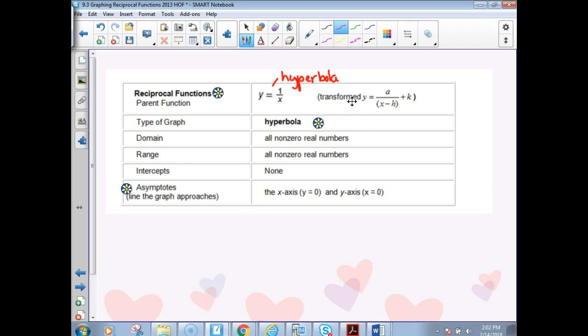H-Y-P-E-R, bola. All right, the hyperbola is the parent. This is the parent. And all others are transformed from that graph. And what does the A do? You might remember, I hope, it stretches the graph vertically. My handwriting needs something to be desired today. The K shifts it vertically. Vertical shift, up or down. And H is a horizontal shift, just like all the other graphs we've been doing this year.